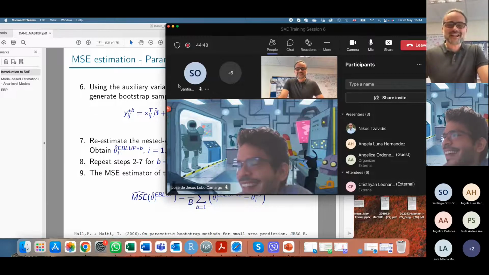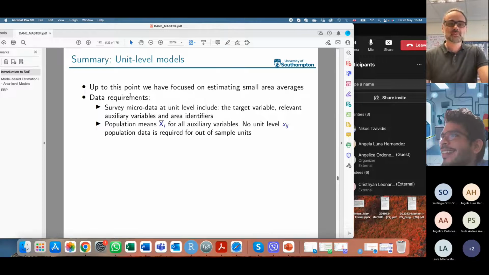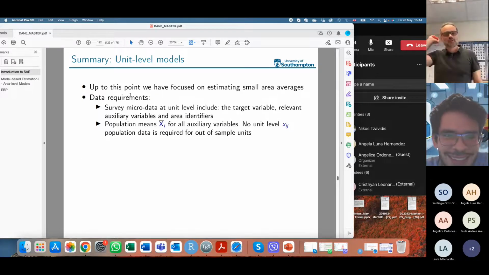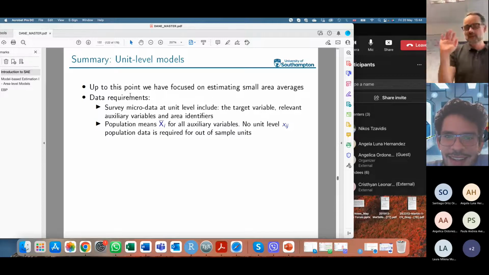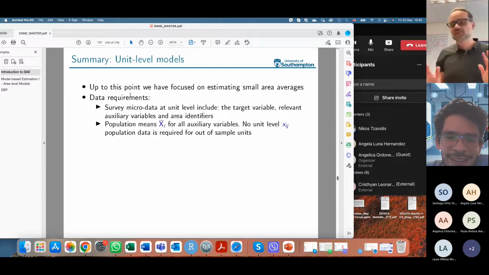Good. Okay. Right. So what I'm going to do now is give a summary of these unit level models. Up to this point, we have focused on estimating small area averages. Okay. This is not very exciting for the type of applications that people want to do currently.